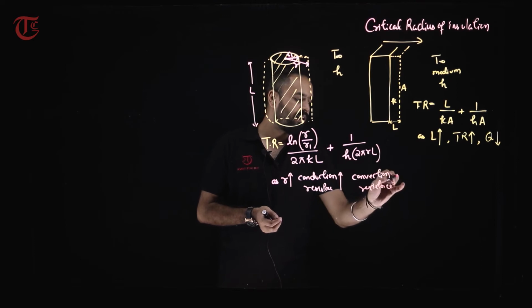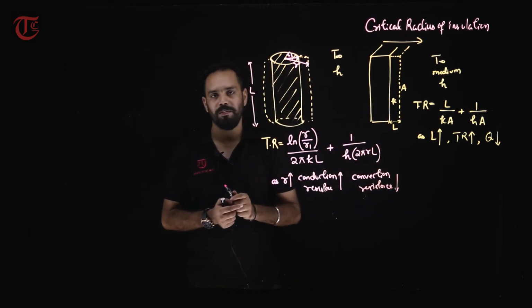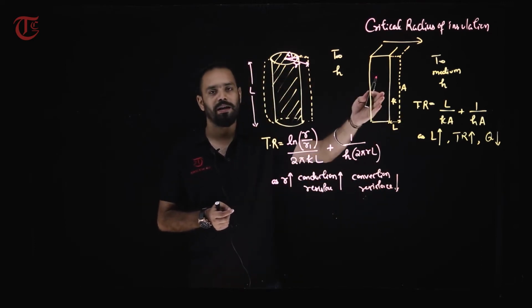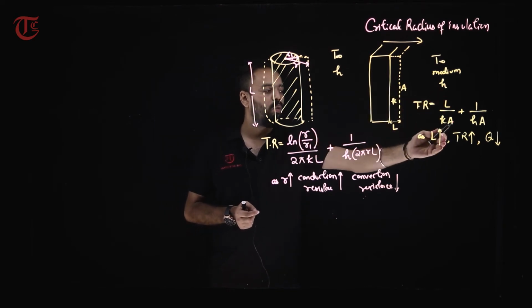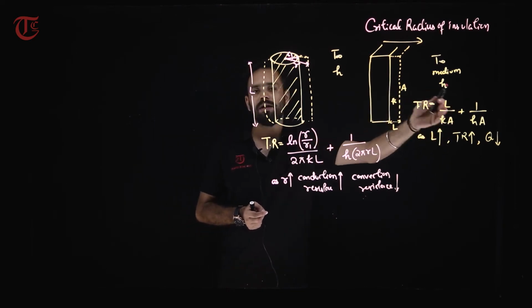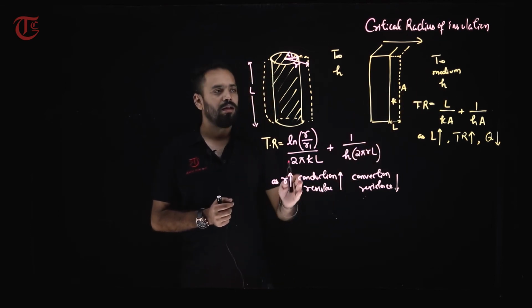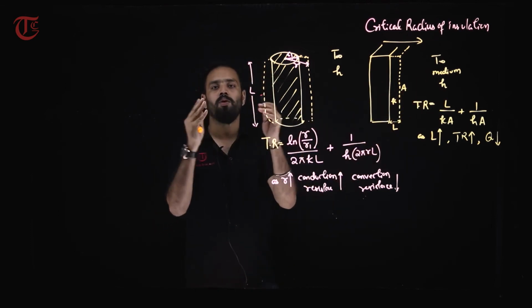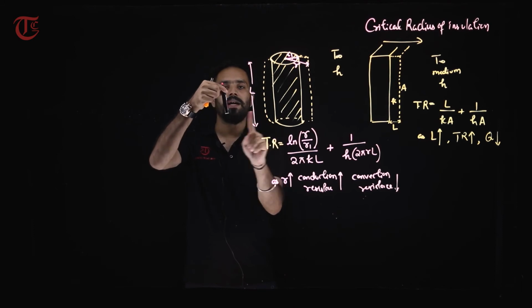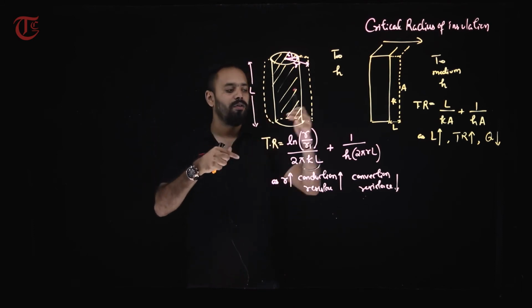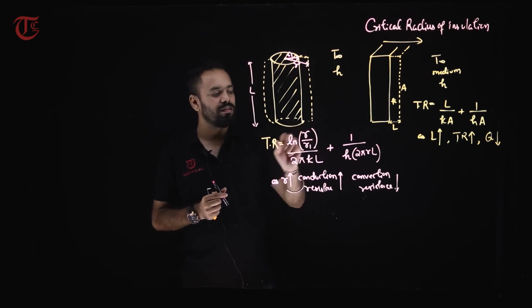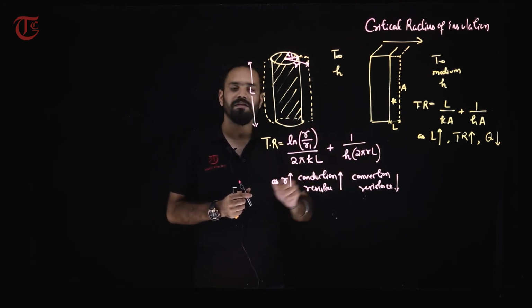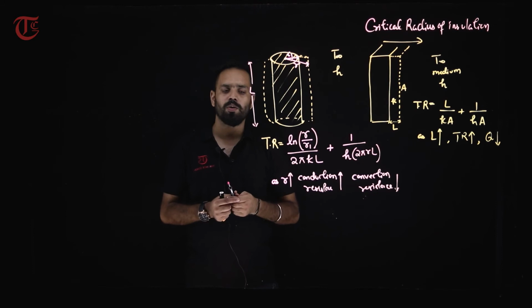This was not the case when there was a solid slab, because there the area remains constant, only the thickness of insulation was increasing. Therefore, one resistance was increasing while the other remained constant. Here, as you are adding more and more insulation, the cylinder is becoming thicker and thicker and the area is increasing, right? So, with increase in area, the conduction resistance increases, but the convection resistance decreases. So, what happens to the total resistance?